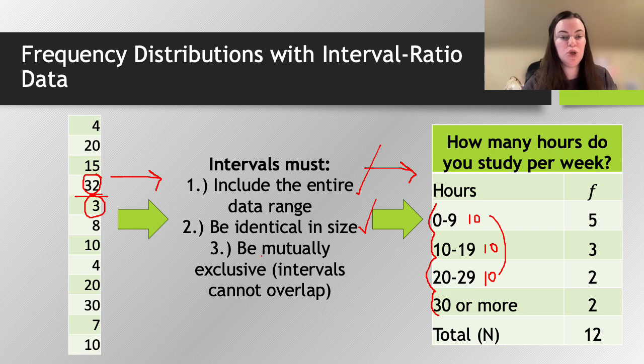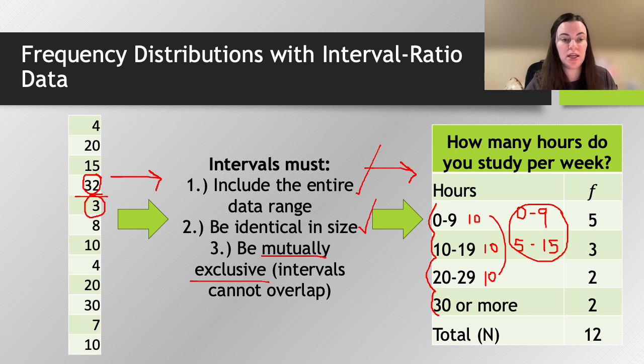Lastly, they must be mutually exclusive. What this means is that these intervals cannot overlap with one another. So for example, I could not create my first interval to be those that studied between 0 and 9 hours, and then have my second interval be those that studied between 5 and 15 hours. Reason being is that that would result in double counting certain observations. In this case, there would be people who fell into both of these categories.